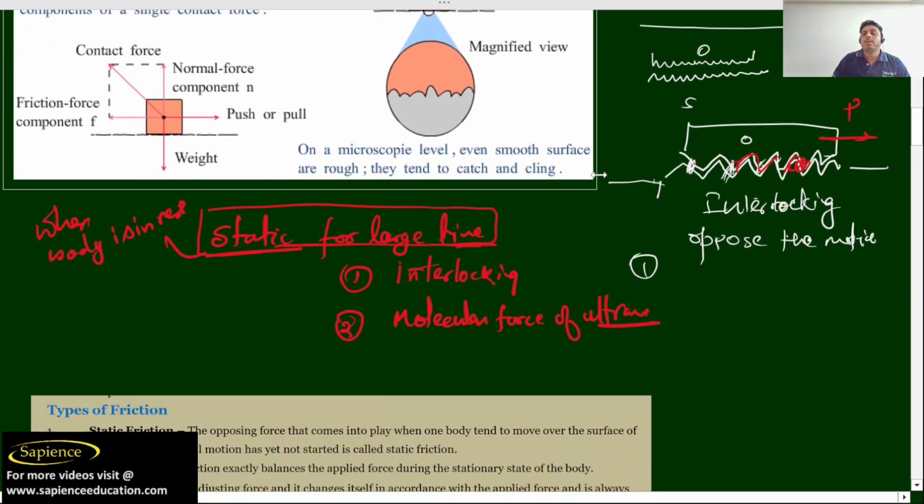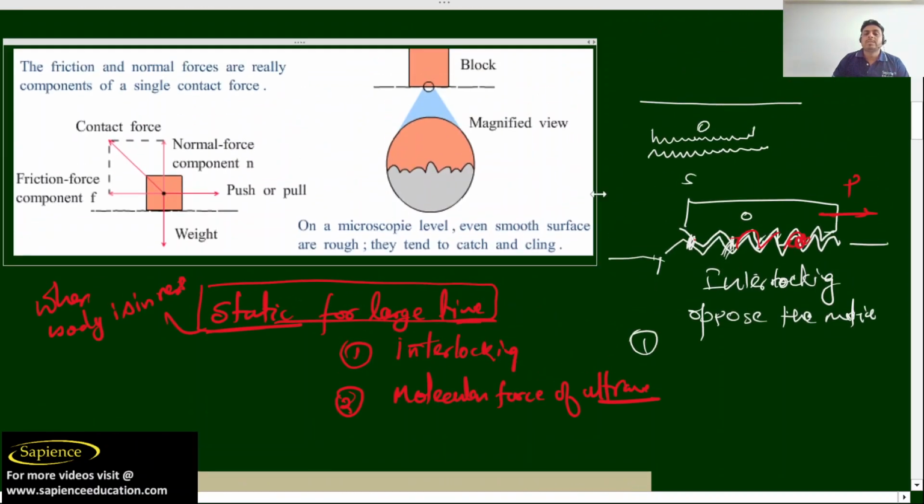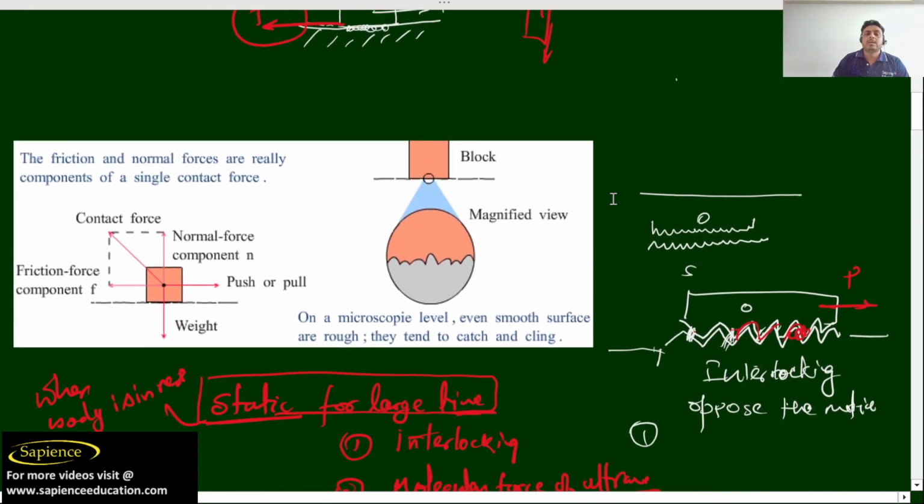I hope you all have understood why this happens. So why does friction happen? Due to interlocking, and due to the microscopic molecular force of attraction, which is not seen by naked eyes.